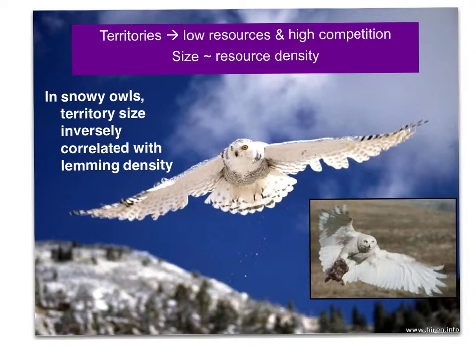Just to talk a little bit more about territoriality and territory size. For example, snowy owls maintain territories that they guard and hunt in and they try to keep other snowy owls away from. Especially the snowy owl here who's trying to hunt for lemmings, okay? And what you see is that as the lemming density is really high, the territory size is smaller. This is what we mean by the fact that the territory size is inversely correlated with lemming density, okay?